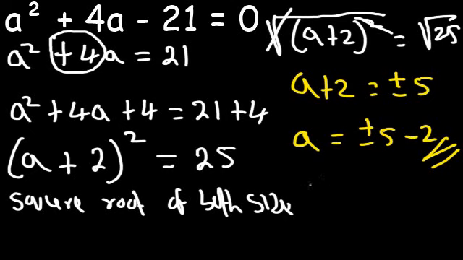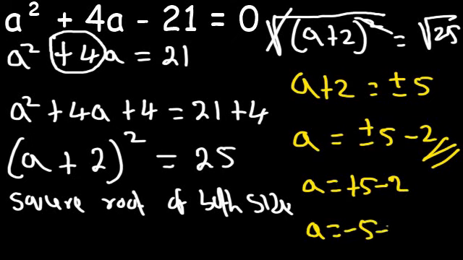If you want, you can put it in pieces. A equals plus 5 minus 2, or a equals minus 5 minus 2. So the value of a should be either 3 or minus 7, and this is our final solution to this problem.